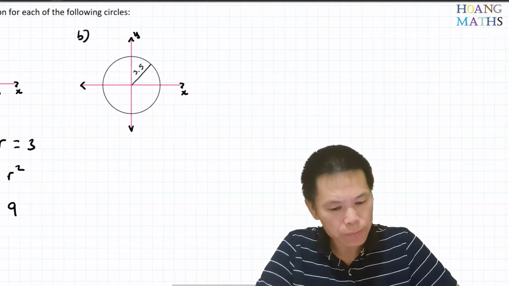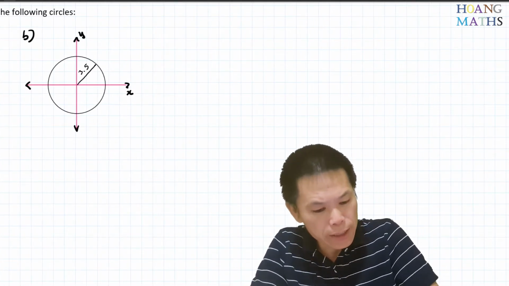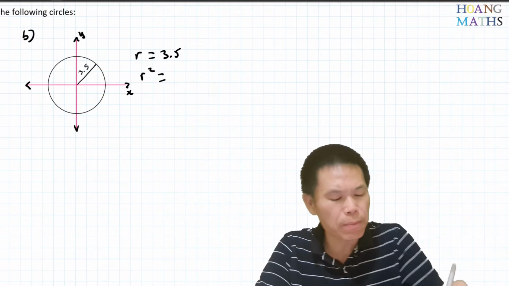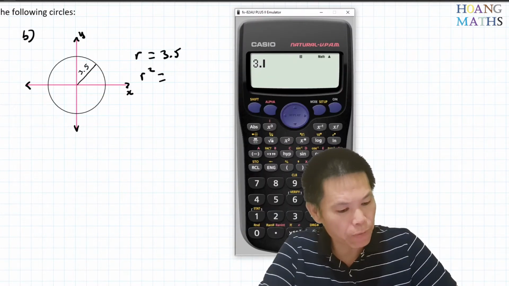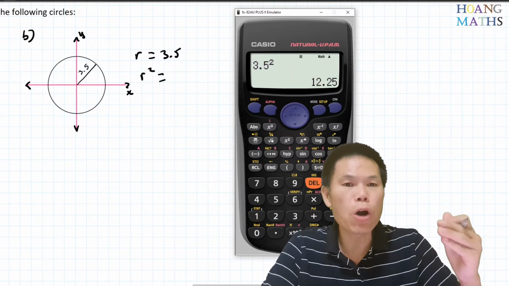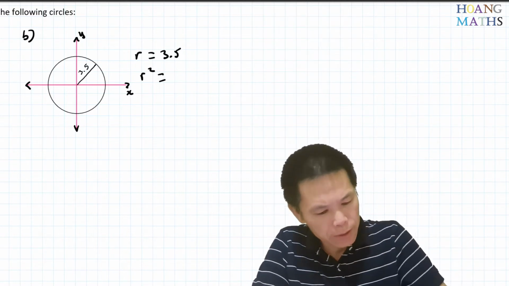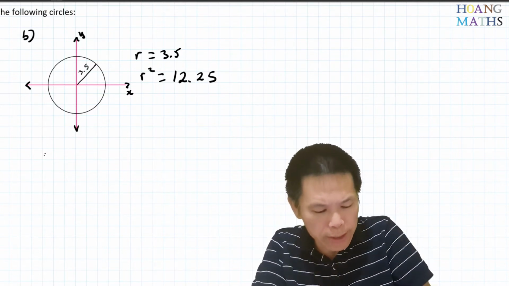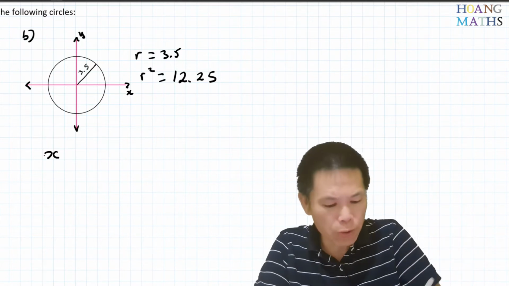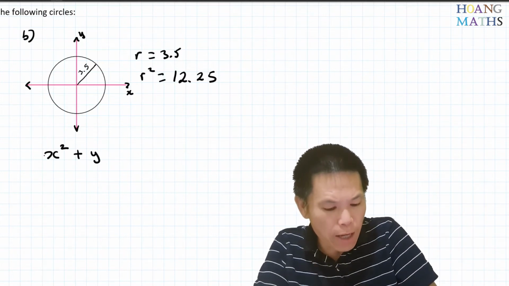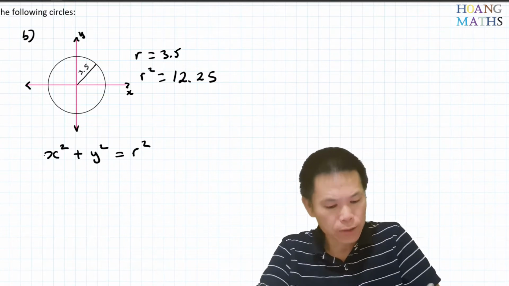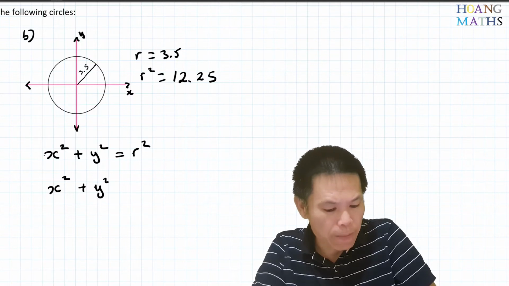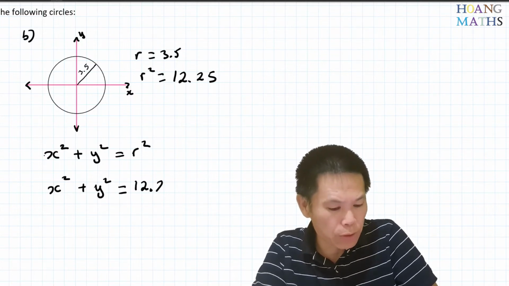Second one. We know that the radius is 3.5. So the radius squared, let me just work it out, 3.5 squared is 12.25. We know the rule for a circle with center 0, 0 is x squared plus y squared is r squared. So the equation for this is x squared plus y squared is equal to 12.25.